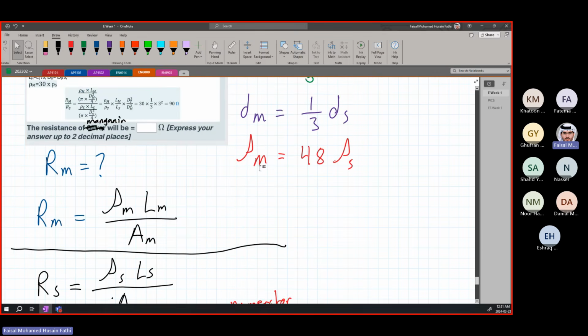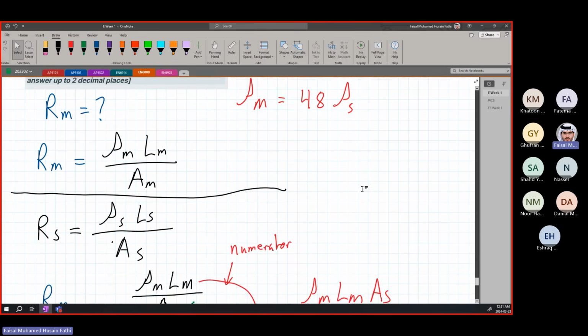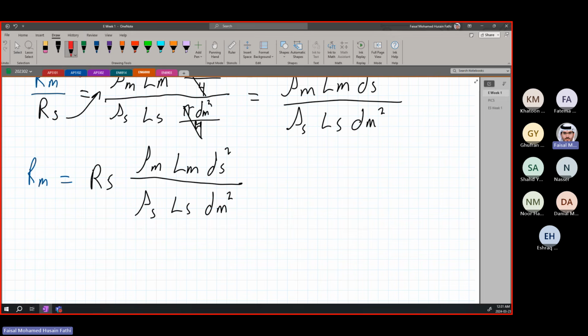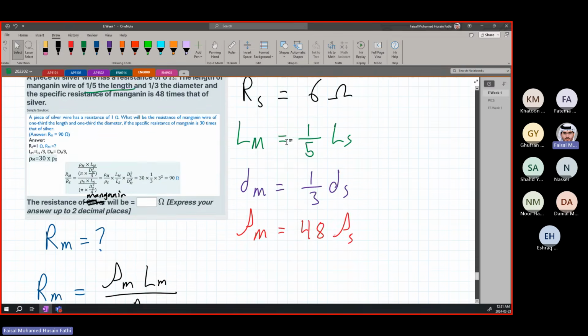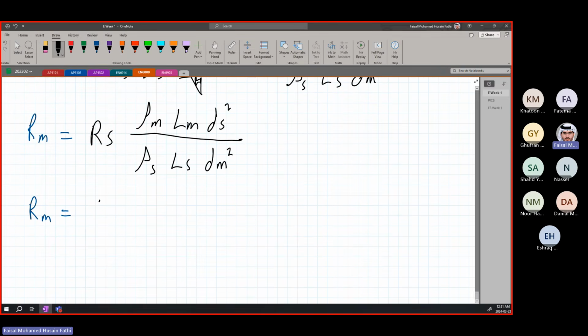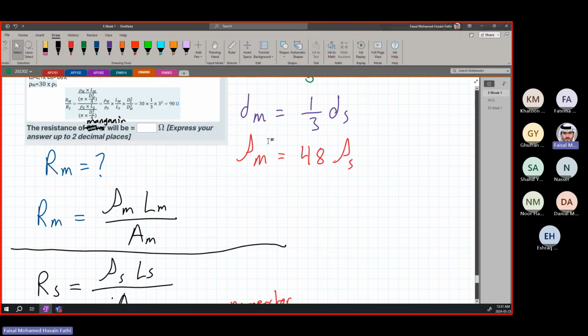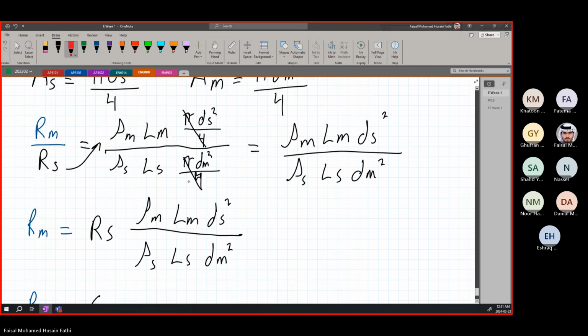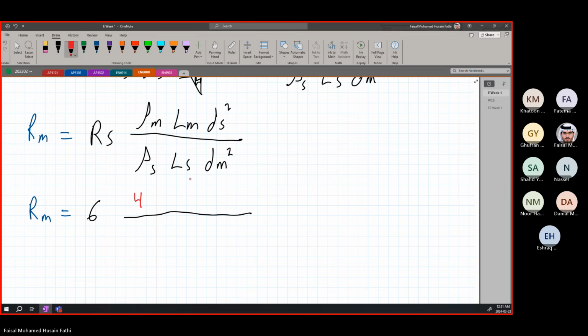We have all the relations here, so let's start with the rho m. Rho m is equal to 48 rho s. So we will substitute this. Again, I'll just rewrite it. Rm is equal to Rs, and we know that Rs is equal to 6, times rho m, which is 48 rho s, over rho s. Rho s and rho s will cancel.